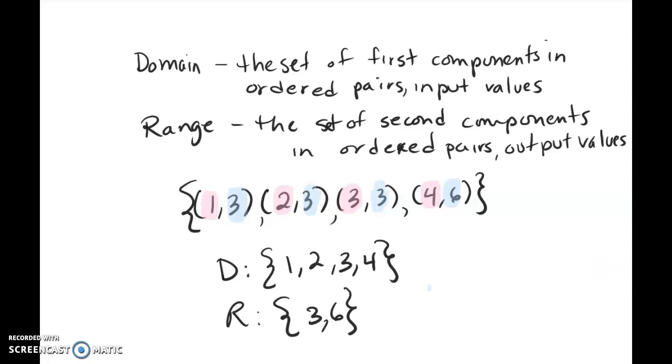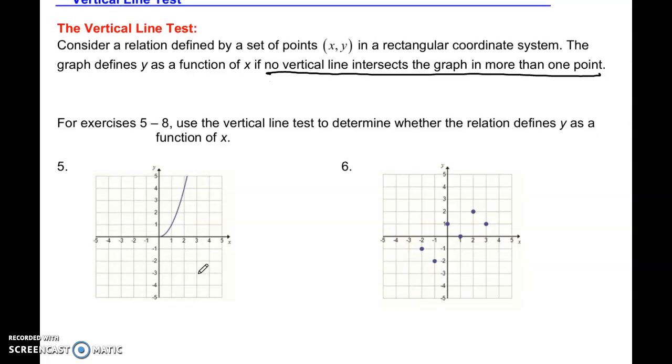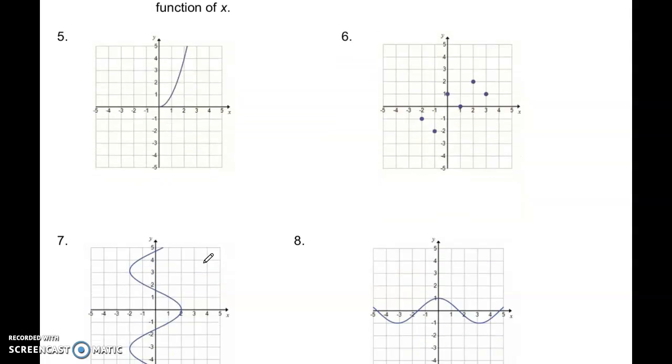Now another way to determine whether you have a function or not is to do what's called the vertical line test. So let me show you that. It says what a vertical line test is if you have the graph or you have points that are plotted. If no vertical line intersects the graph in more than one point, then you can say it passes the vertical line test. So I have some problems on the page here, and we want to know, looking at these, would it pass what we call the vertical line test?